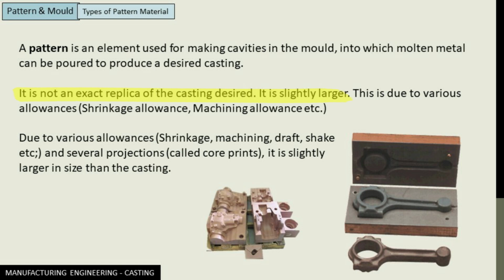However, it is not an exact replica of the casting desired. It is slightly larger, and this is due to various allowances like shrinkage allowance, machining allowance, core print, draft, shake, and many more. It is made larger in size than the casting itself, so that the riser that we have discussed, a reservoir which counters these allowances, can act and provide the relevant amount of molten metal that is required to counter the allowances.